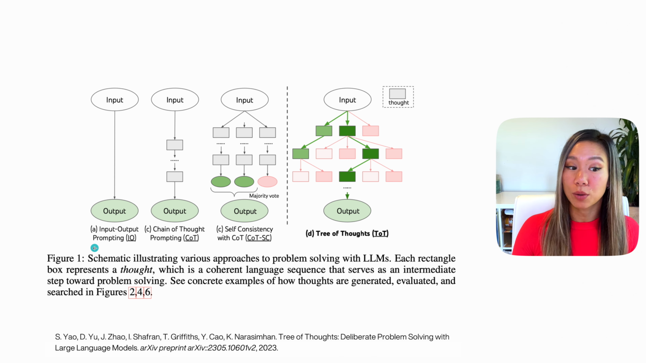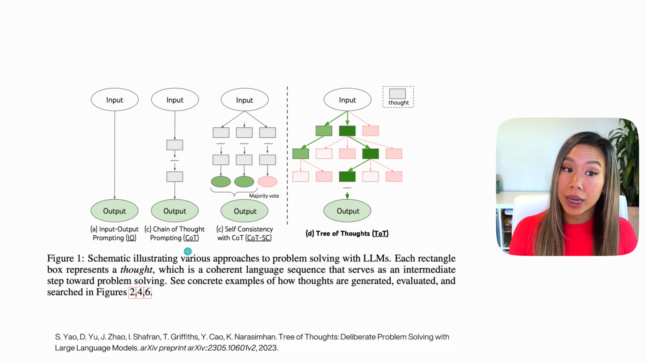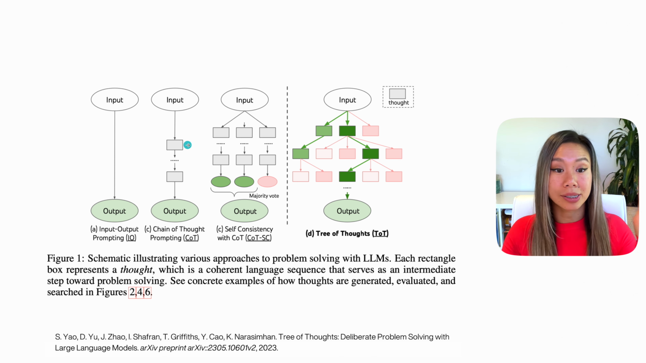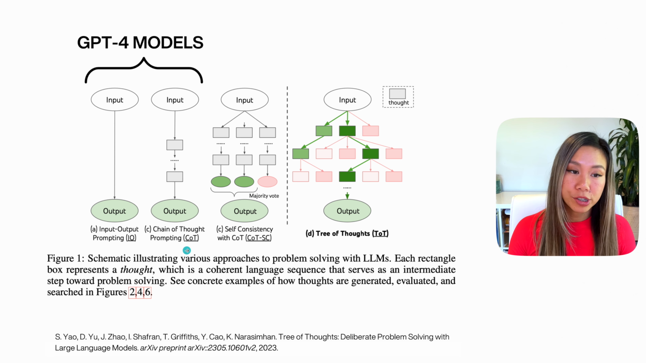First up is the method that we're most familiar with, a simple input to output prompting, where the response is meant to be quick and there's not much additional thought processing happening in between. Next up, we have chain of thought, which is when the model can break down its answer step by step until it arrives at the final answer. And these two approaches here is what GPT-4 is currently capable of.